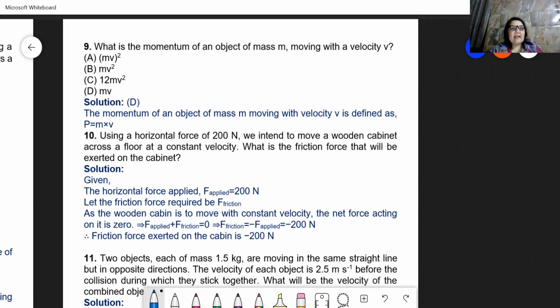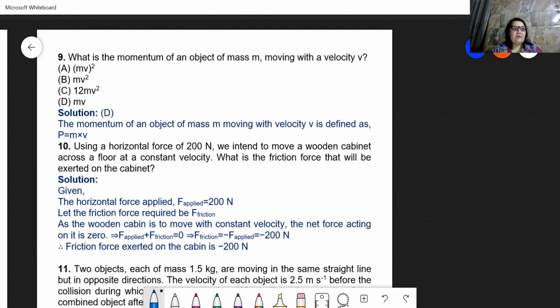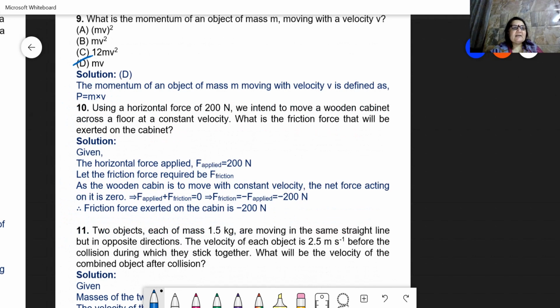In question number 9, which is a direct question in MCQ form: what is the momentum of an object of mass m moving with the velocity v? You can see it's a direct question and you can easily mark option D. So it's m into v. I think there is no need for any explanation, because you already know momentum is the product of mass and velocity.